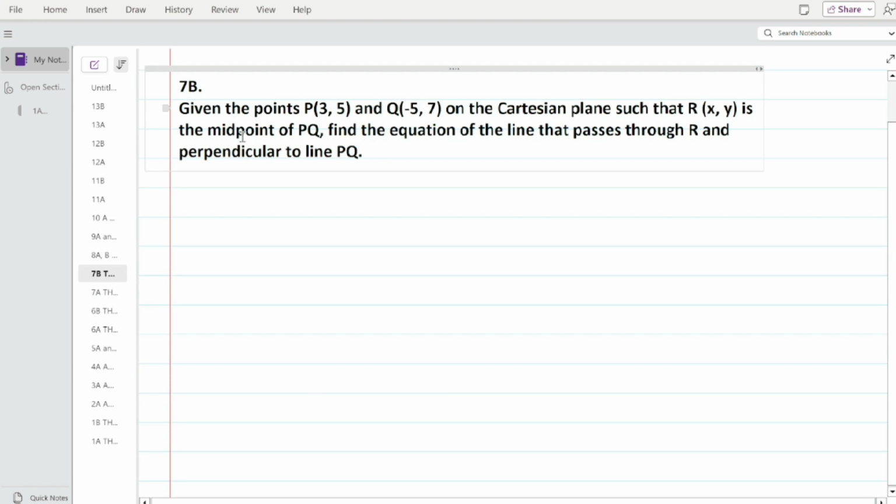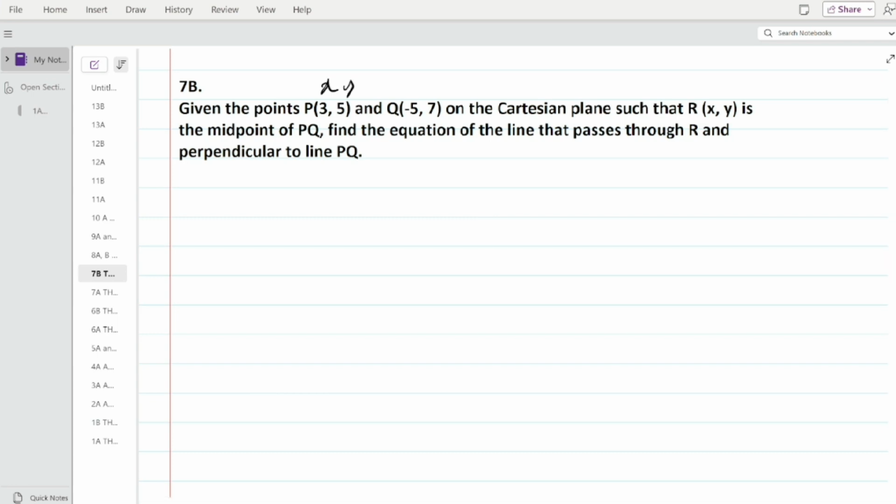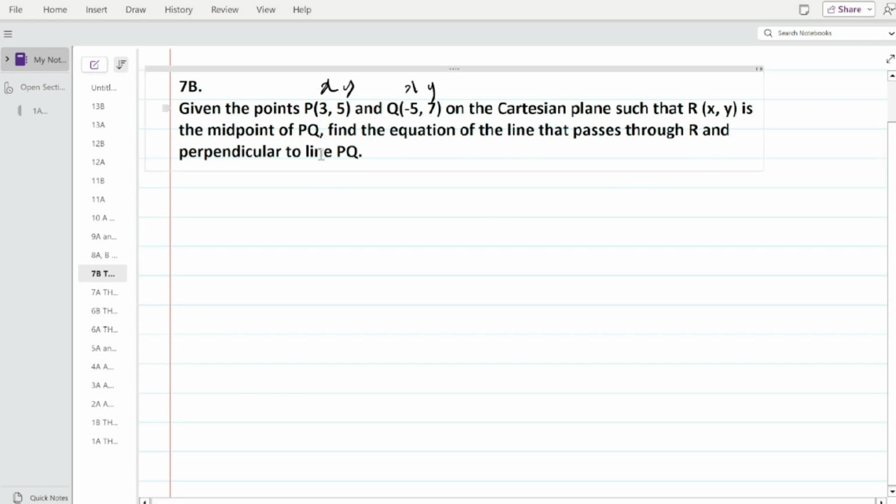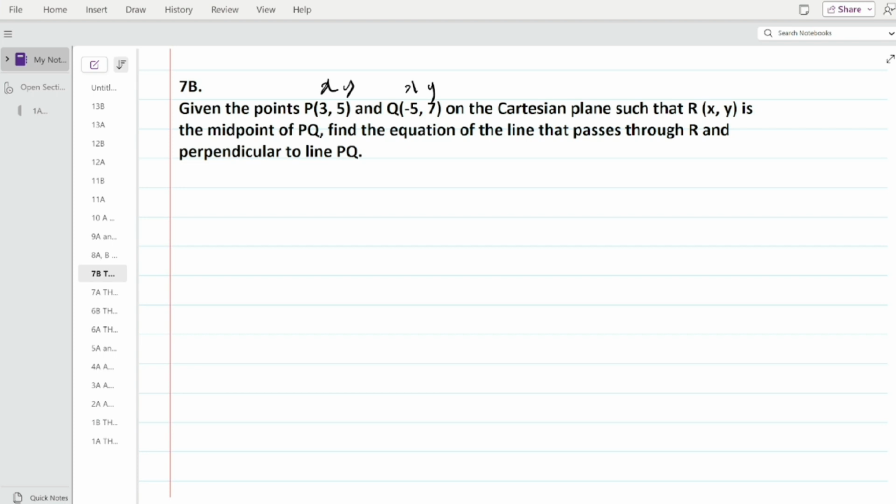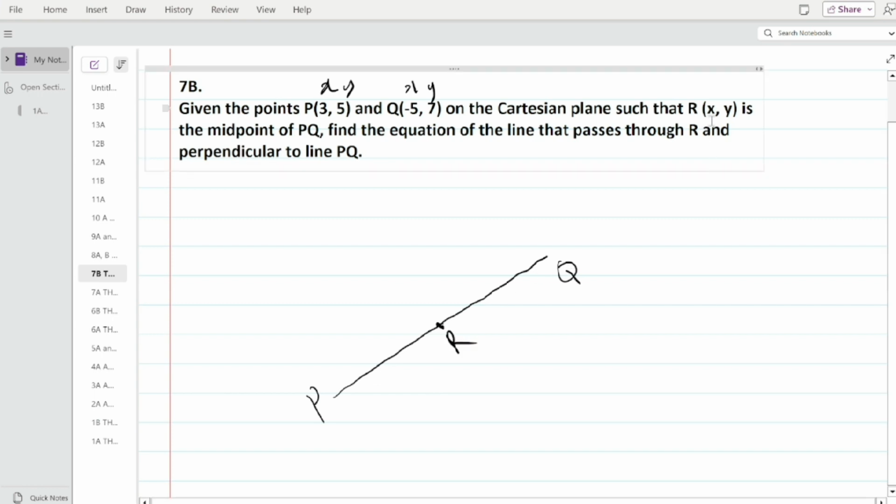So let's go back and really understand the question. Given points P as (3, 5), meaning the first is x, the second is y, and Q, which is -5 as x and 7 as y, on a plane such that R with the coordinates x and y is the midpoint of PQ. We're not doing it on the real graph, but just for illustration. Let's say this is line PQ, and R is the midpoint, the middle, and the coordinate of R is not given.